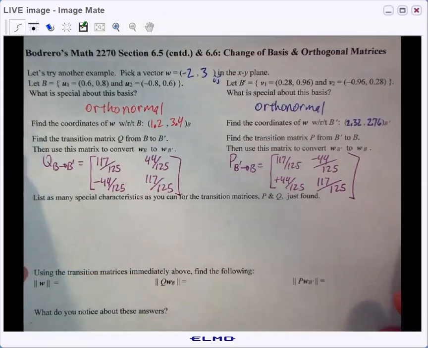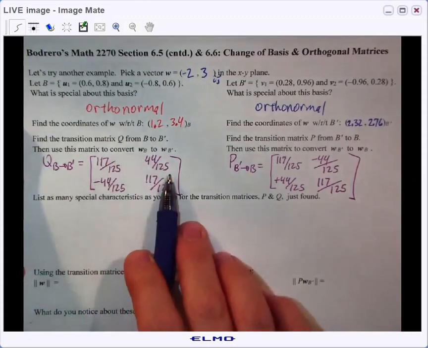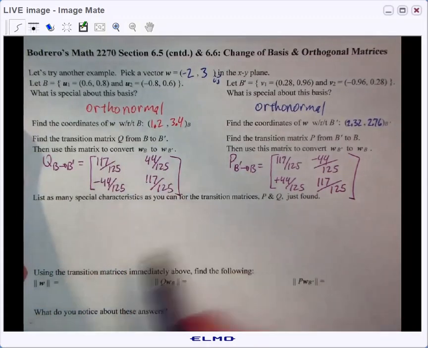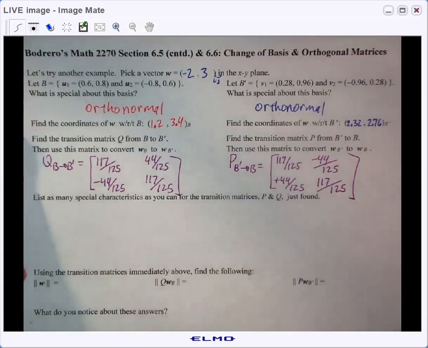Now, what's important about this is let's take a look at these transition matrices. I want you to list as many special characteristics as you can for each of these transition matrices. So we'll give you a minute to do that while we pause the video.